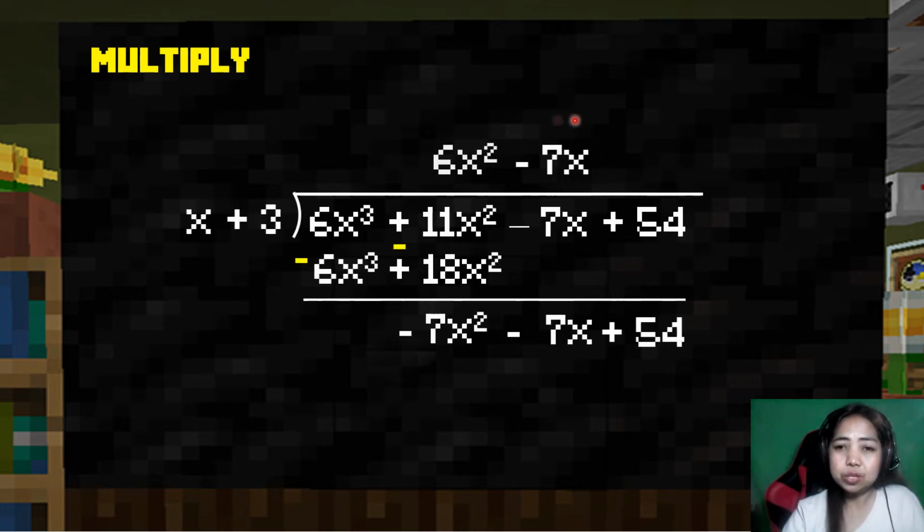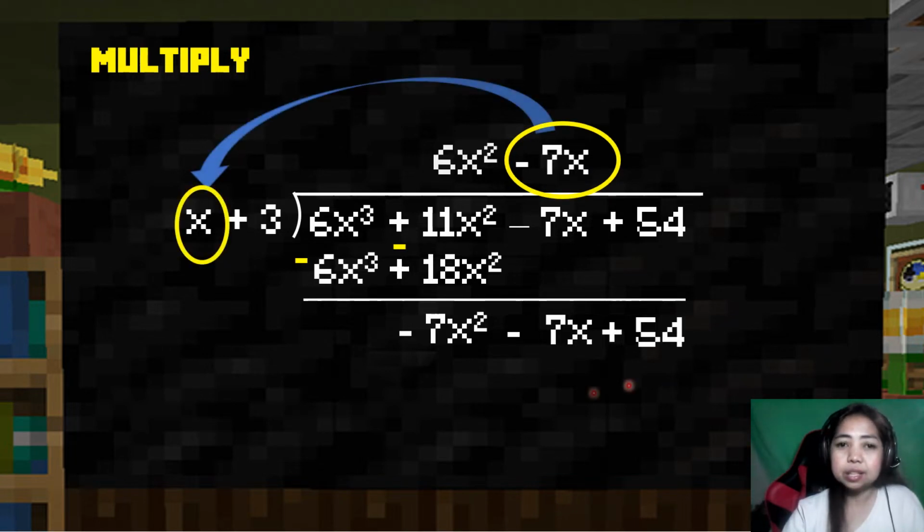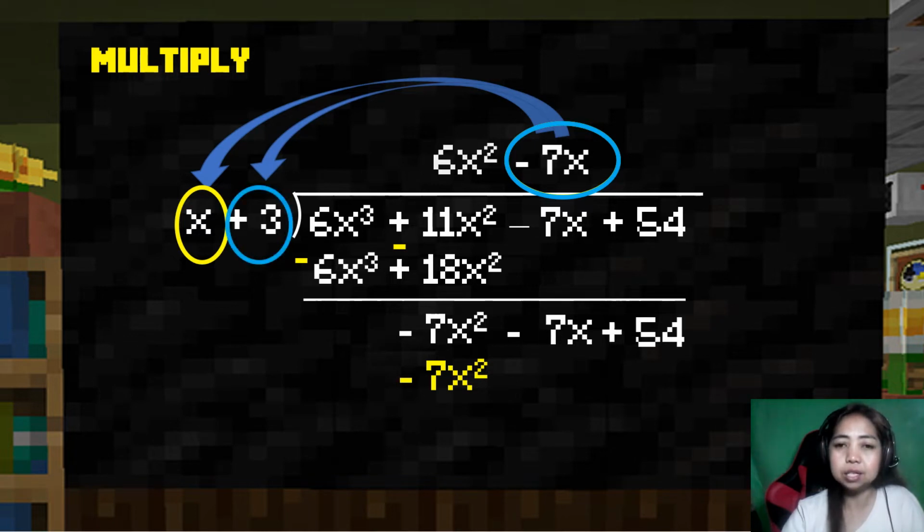Step 2, multiply. So, again, ito yung sagot natin kanina. Multiply natin yung negative 7x times x. Tapos, doon natin ilalagay yung sagot sa ilalim ng bago nating dividend. So, negative 7x times x is negative 7x squared. Diba? Ina-add natin yung mga exponents. So, 1 tsaka 1, so x squared. And then, we have negative 7x times 3 naman is negative 21x.